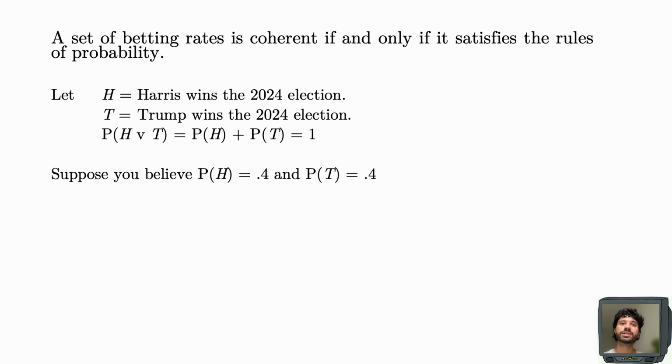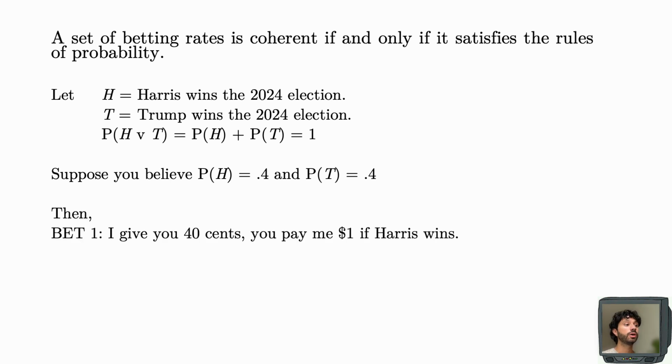Now let's see why, and let's construct a bet in which you're going to be in bad shape by the end of it. So suppose I propose to you the following bet, namely that I'll give you 40 cents and you pay me back $1 if Harris wins. Now you should accept that bet because you'll find that it's fair by your standards, right? You think that it's not that likely for Harris to win, right? It's less than 50% for her to win. And so I'll give you 40 cents, and if she wins, you give me $1 back. And you'll accept this bet given that you believe that the probability of H is 0.4.